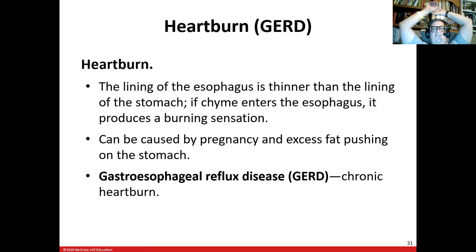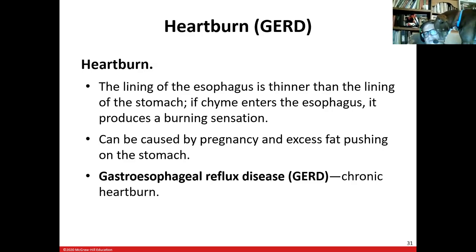The lining of the esophagus is thinner and more easily damaged than the lining of the stomach. If chyme gets into the esophagus, I'm talking about if you reflux or backwash into the esophagus from the stomach, it will feel like you're on fire. And that's what we call heartburn, because it's about the same height as the heart.